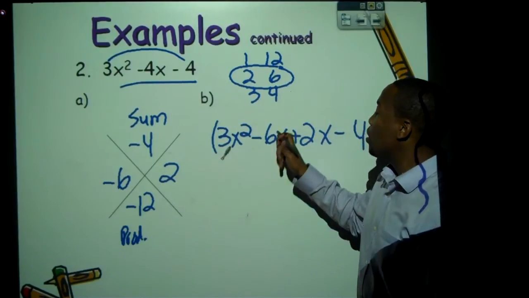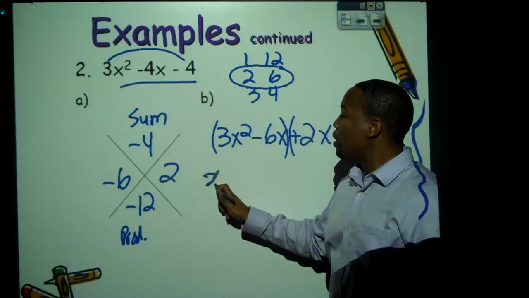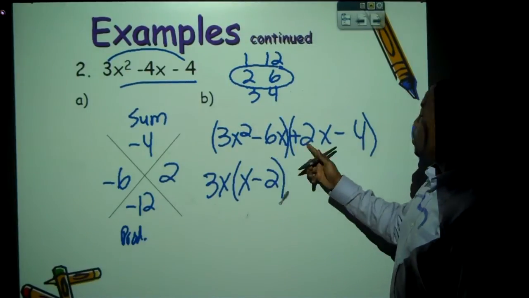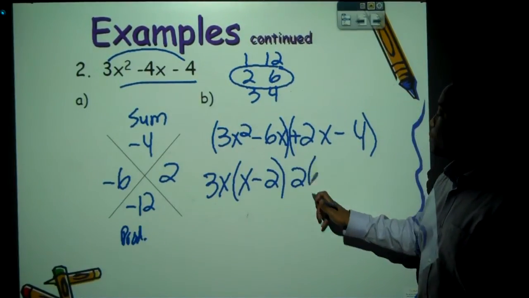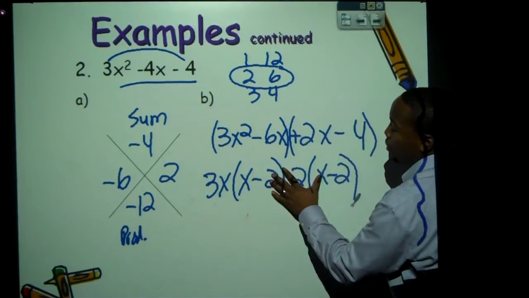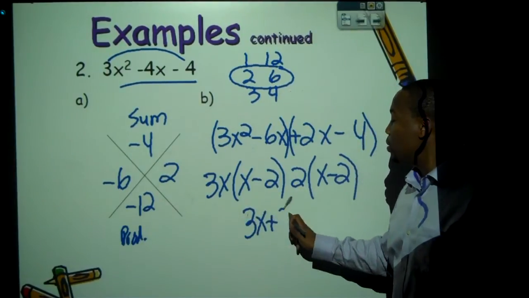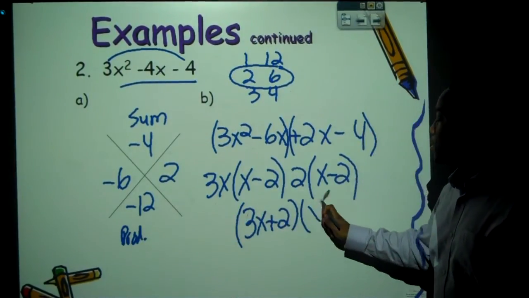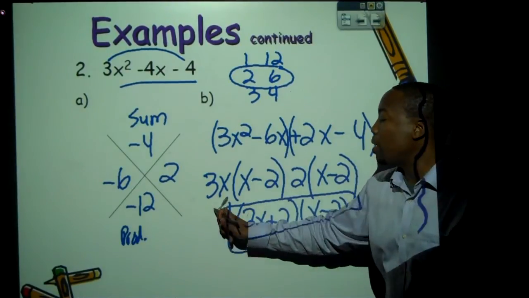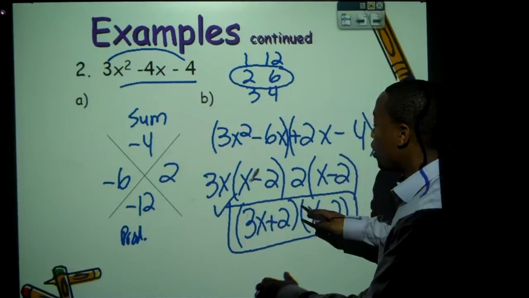So for example, I'm going to go ahead and group these two together. What's the GCF of this? It would be 3x. So I get x minus 2. What's the GCF of this one? It would be 2. And I get x minus 2. Now this matches this, so what do we do? Bring it together. 3x plus 2, and I get x minus 2. And as you see, this is my answer. I am done. Alright? Good to go, good to go.